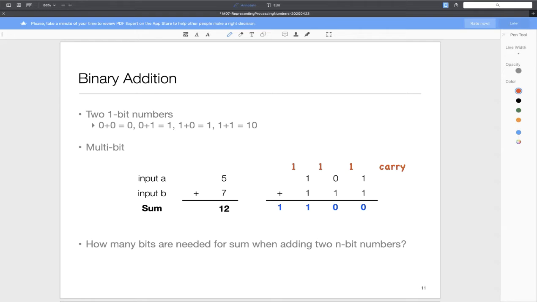N plus 1, right? Because it could be a carry out, right? Not always, but carry out. So if I add 2 n-bit numbers and I only give you n-bit for the output result, that means there would be settings under which your number will overflow, right? That is, your sum is too large to represent in the n-bit.